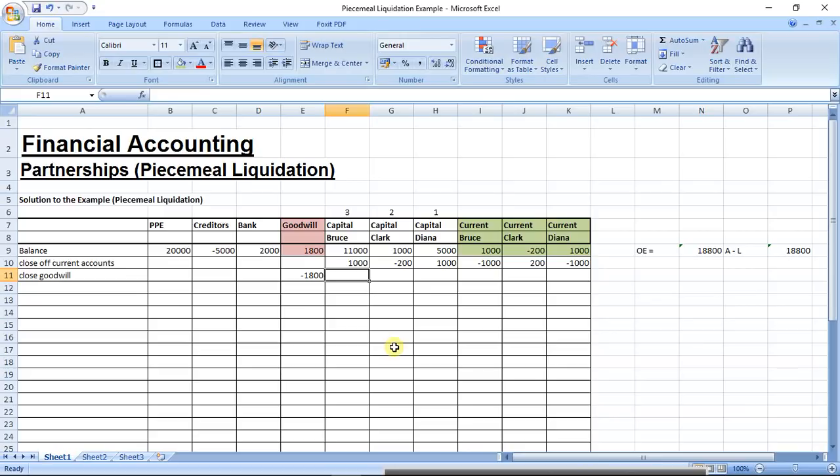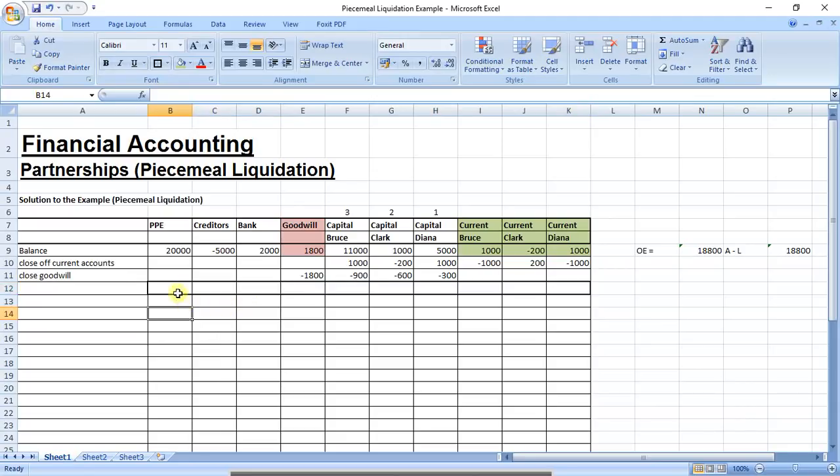Bruce is going to get how much of it? Well, remember, we're allocating that goodwill to the partners in their profit sharing ratio, which in this case was 3/6. And I'm going to appropriate that as well to Clark. So Clark gets 2/6 and Diana gets 1/6. If I add up those amounts, I'm going to get the 1,800, which is appropriated to those partners.